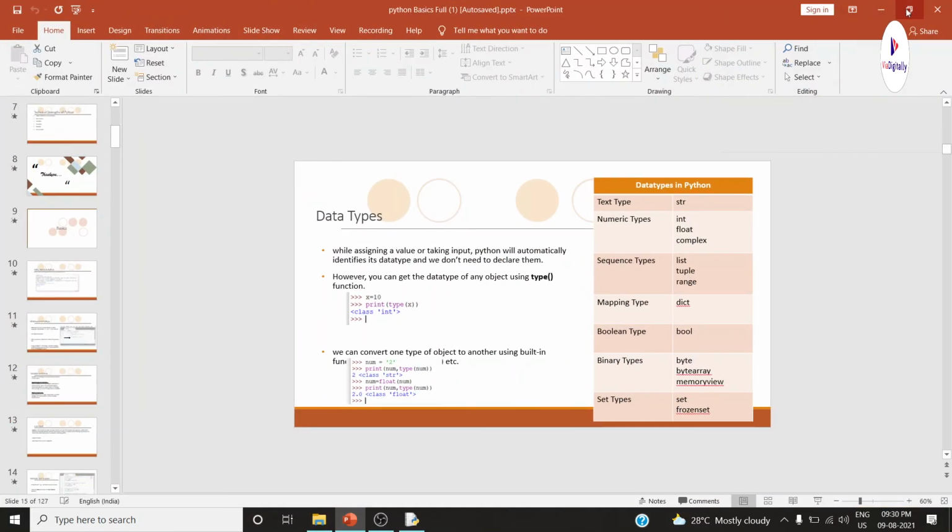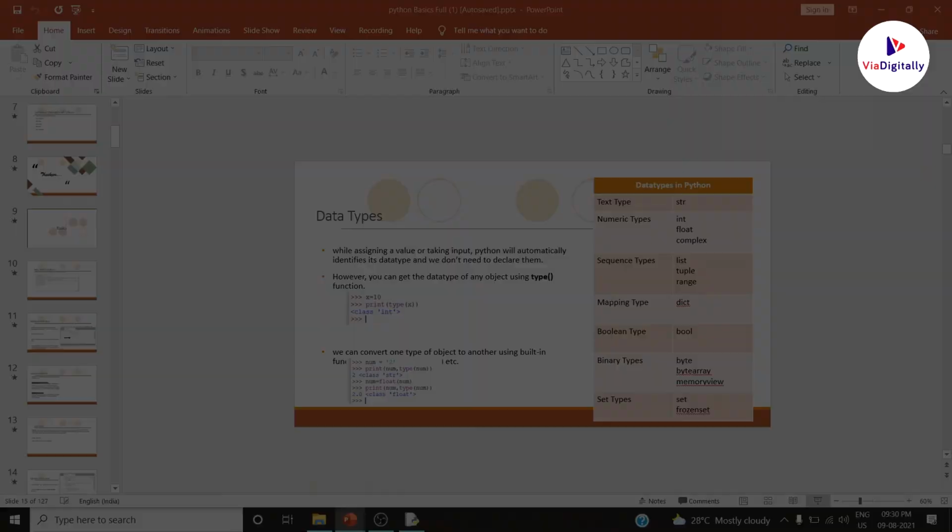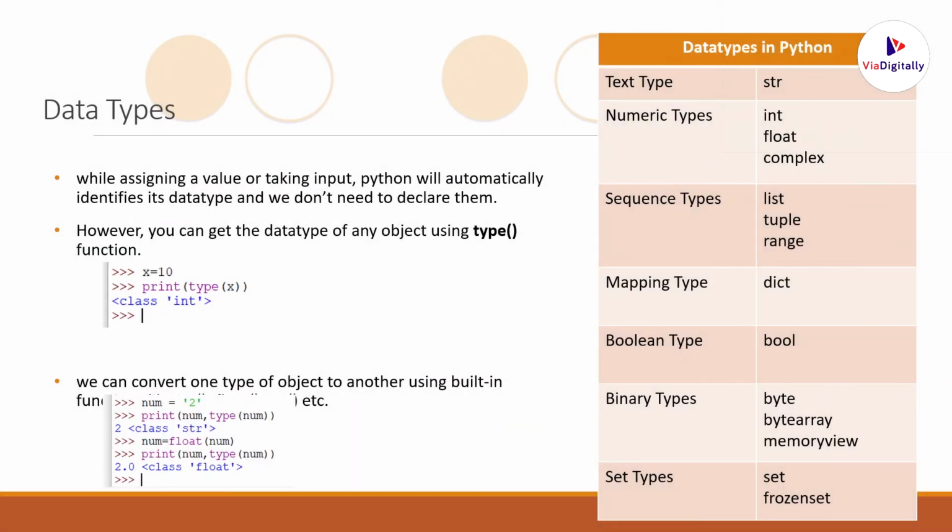In the data types, we have different types of data types. As listed in the right side table, you have text data types, strings; numeric data types, int, float, complex; sequence types, lists, tuples, ranges; mapping types, dictionaries; boolean types, bool; binary types, bytes, byte array, memory view; and set types, set and frozen set. This is the overall view of the data types in Python.